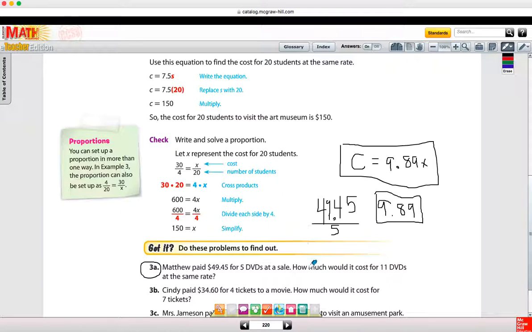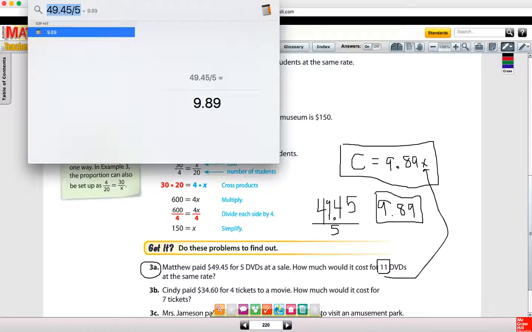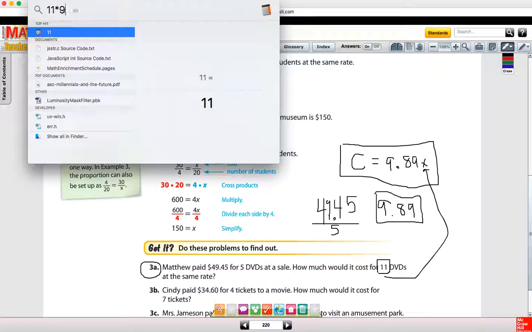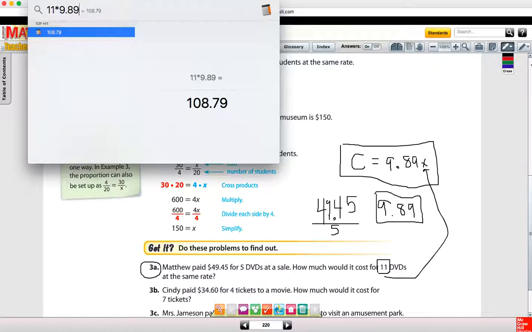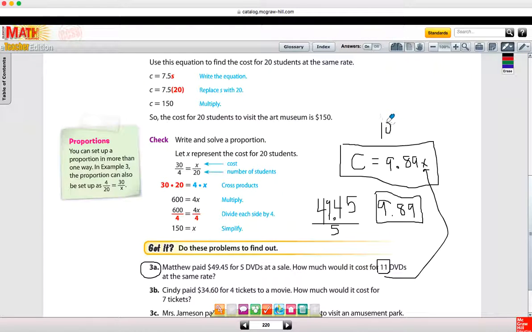Before I go to the proportion, it's asking for 11 DVDs. So what we can do is plug in that 11 for X and find out that 11 DVDs times $9.89 per DVD is $108.79. We can solve that same problem using a proportion and cross products.